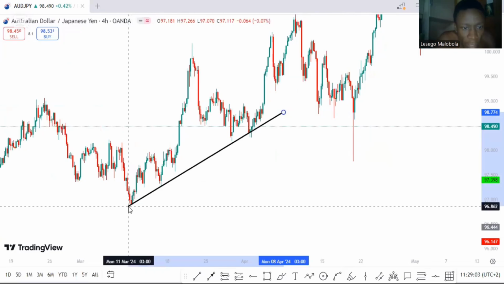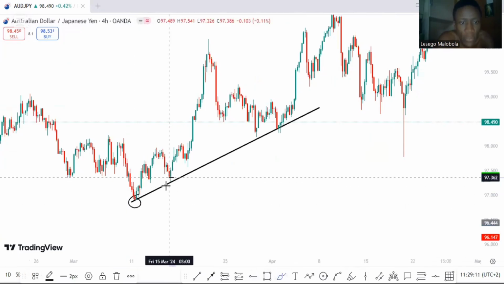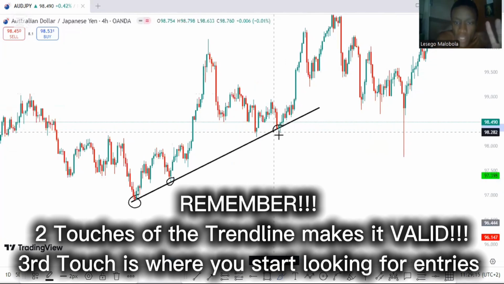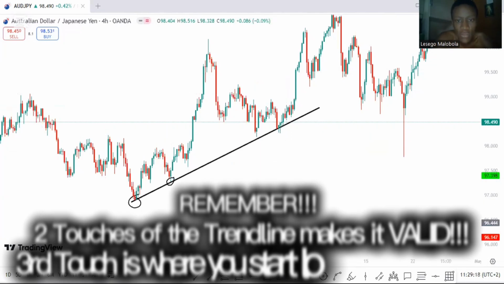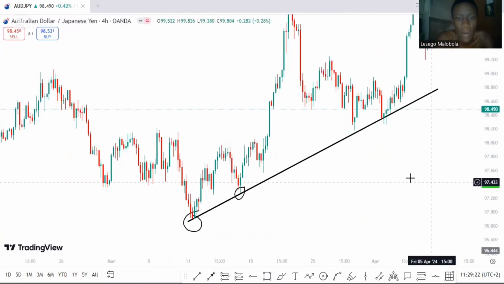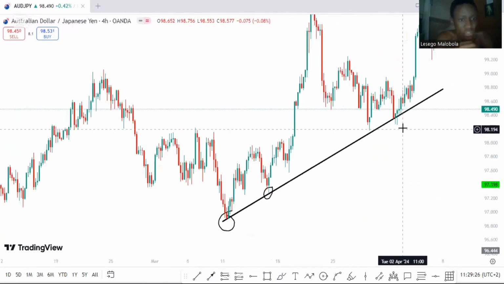So if we are able to identify things properly here, guys, we can see that, okay, here we do have a market structure. Why do I say that? Because we have a first touch here, we have a second touch. Remember, the second touch confirms your trend line. Then we have a third touch right over here. Third touch, that's where we start looking for our entry point. So in order for us to confirm our entry point, we have to obviously use other confluences of the strategy. You understand me, guys?